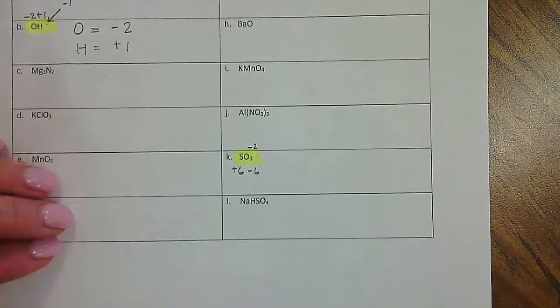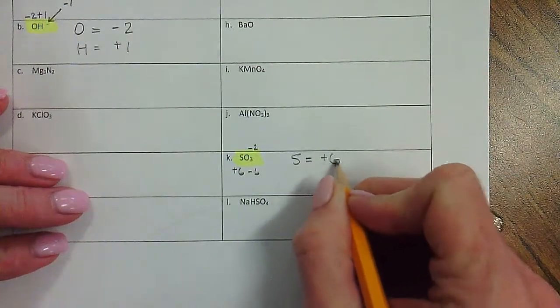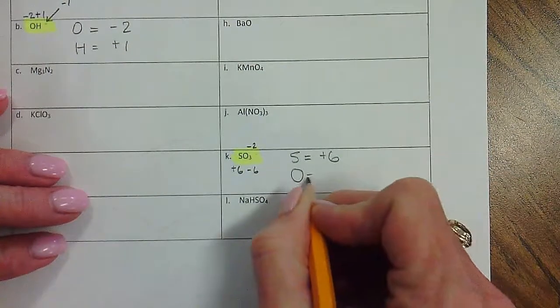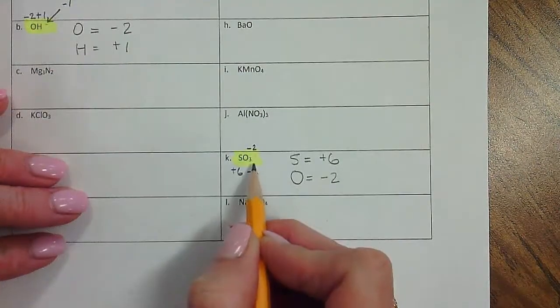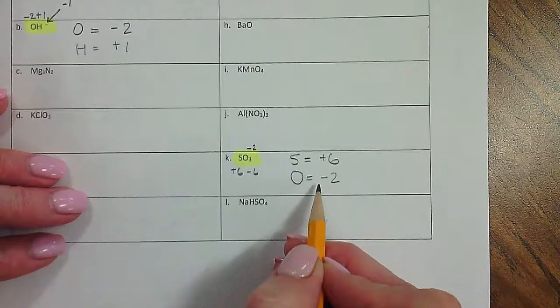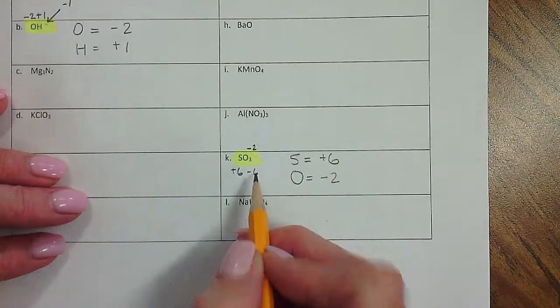Sulfur's all over the place. So sulfur's charge is +6. Oxygen's charge is -2. Yeah, I said it was negative, but that's because there's 3 of them. Oxygen's charge is -2, but there's 3 oxygens. That's why the -6 is there.